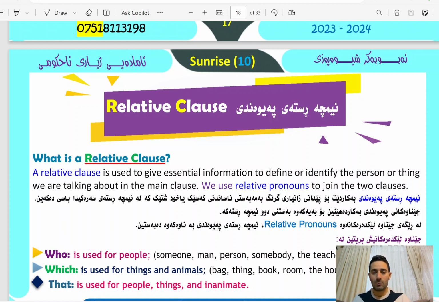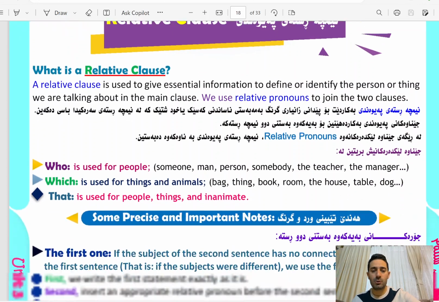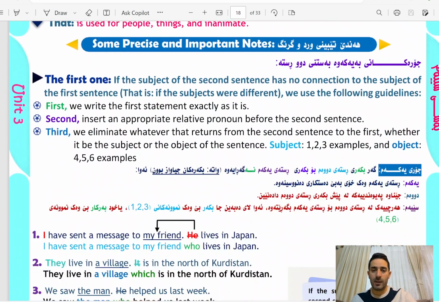Now let's move on to some examples, or some rules about how to join two sentences. Okay, right here what we've got is it says some precise and important notes.